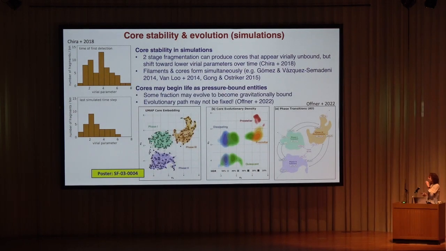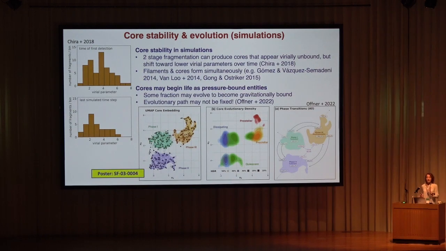And so one interesting study is work by Offner et al., tracking cores in MHD simulations, and then using machine learning to categorize the cores based on their properties. They found that you can actually separate some of these objects into different phases, where you have cores that are bound, which are phase 3, cores that are coherent, which are phase 2, and then turbulent dominated cores, which are phase 1.